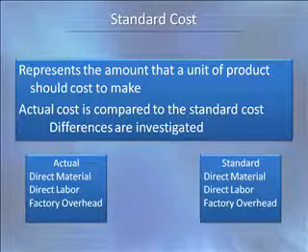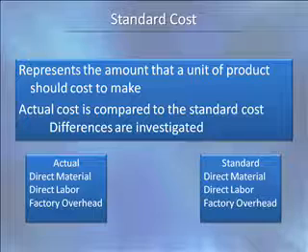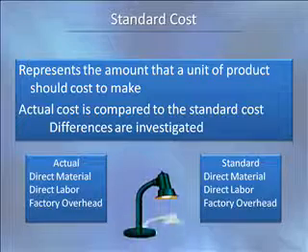Now let's look at standard cost. This represents the amount that a unit of product should cost to make. Actual cost is compared to the standard cost. Differences are investigated. The actual cost consists of direct material, direct labor, factory overhead. Standard cost is what it should cost to make, the direct material, direct labor, factory overhead.